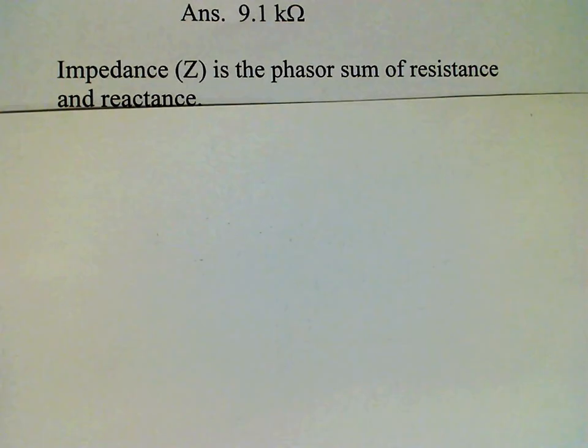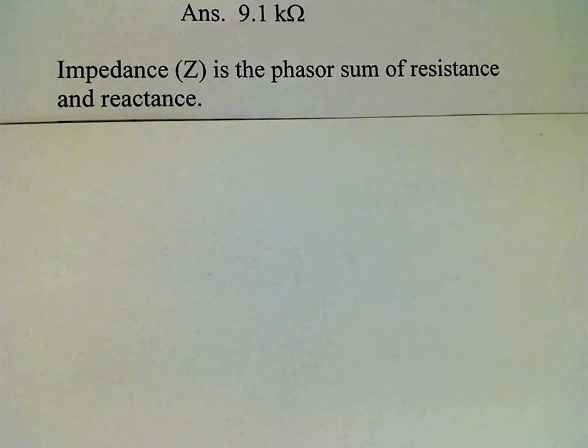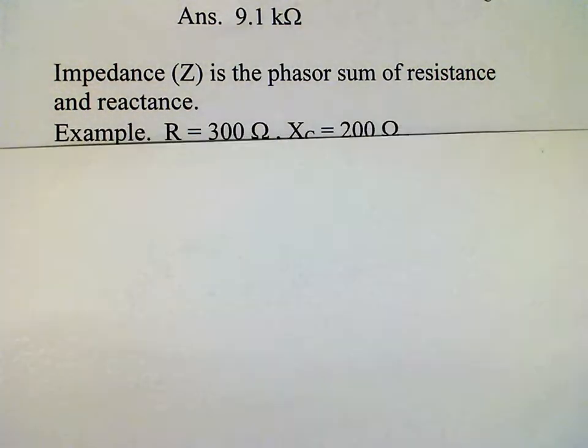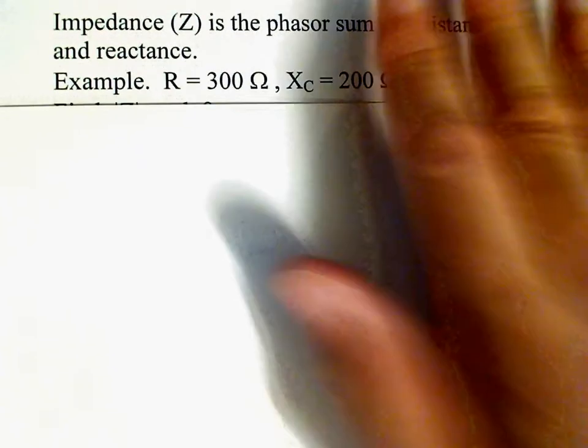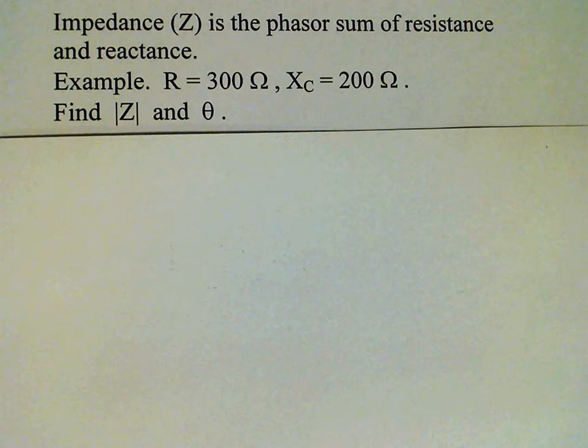Next concept, the impedance, which we've run into before, is the phasor sum of resistance and reactance. For example, we're given a value for a resistor, 300 ohms, and the value for capacitive reactance, 200 ohms. We need to find the impedance and the phase angle.